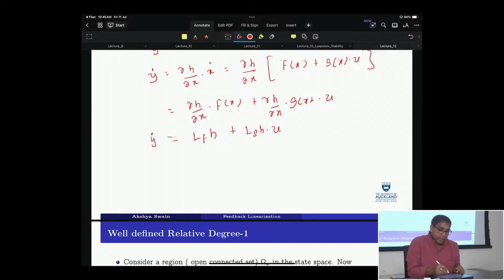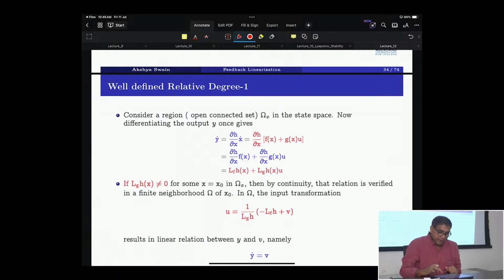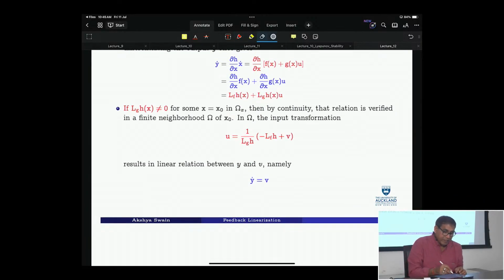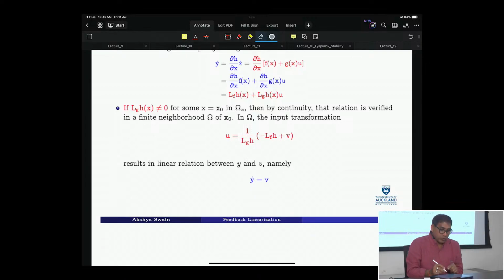Now if L_G H is not equal to 0, then you see, by selecting the input u equal to 1 by L_G H times (minus L_F H plus V), this will give you y dot is equal to V. Clear?